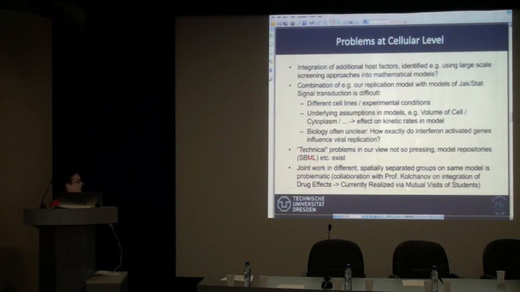And of course there are these technical problems, but as we heard quite often today, there are some standards, SBML, and we don't think that's the biggest problem. However, joint work is needed to solve this. For example, we have a collaboration with Professor Knapp on integration of the drug effects, and currently we realize this with mutual visits of the students. However, of course, software like BioStorm might also help to make it easier to exchange ideas and models.